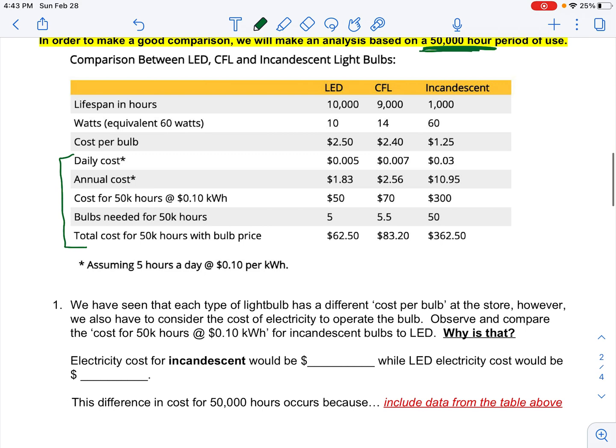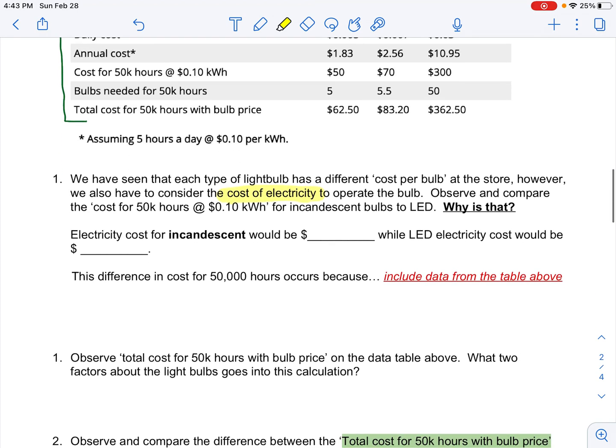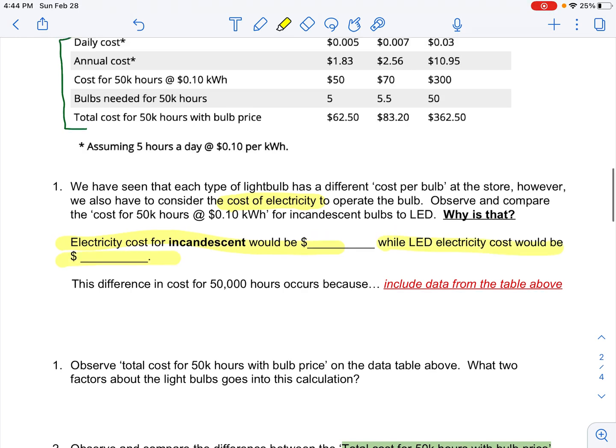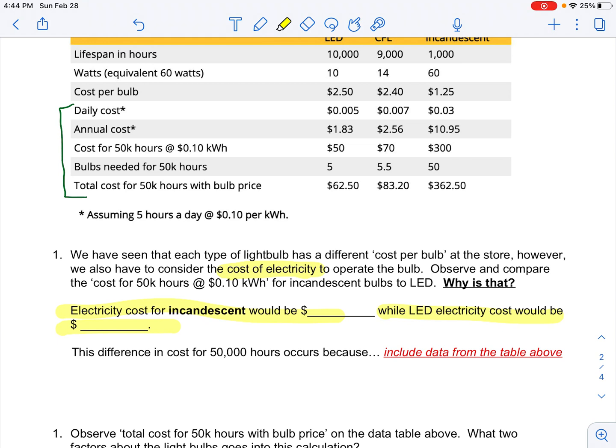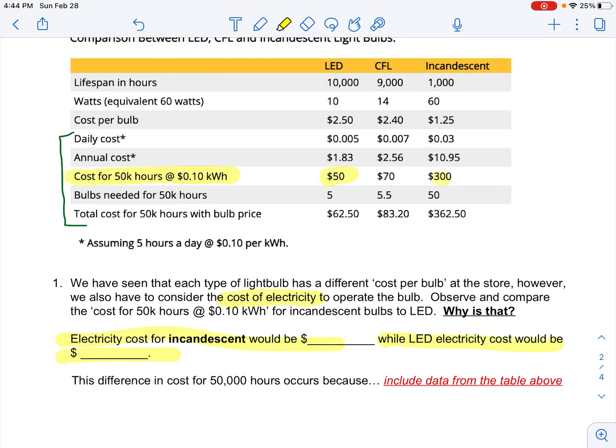Now, when we go into number one here, we have seen that each type of light bulb has a different cost per bulb at the store. However, we also have to consider the cost of electricity to operate it. So observe and compare the cost of 50,000 hours at 10 cents per kilowatt hour for incandescent bulbs to LED bulbs. All right, so we're just going to make a comparison of LED versus incandescent. So we need to look at our table and look here. This is the electricity cost for 50,000 hours, and we're comparing LED to incandescent.